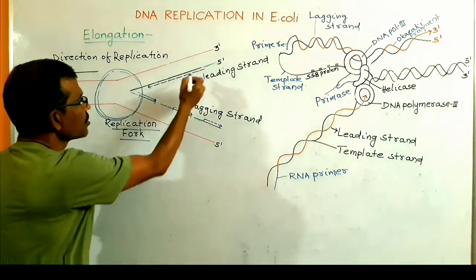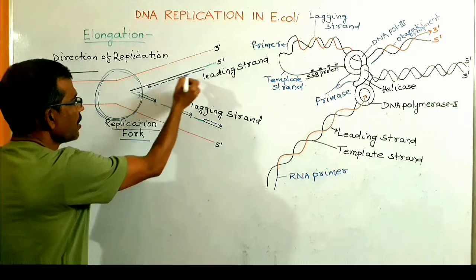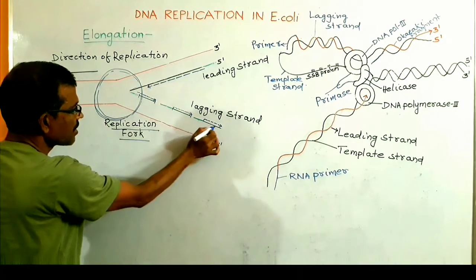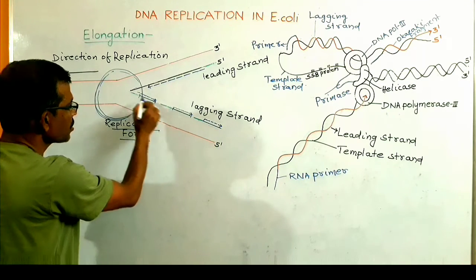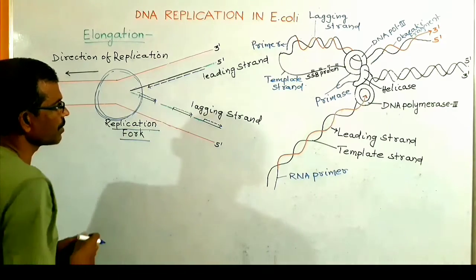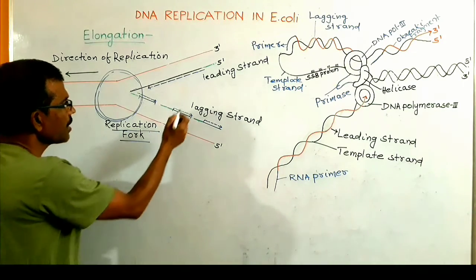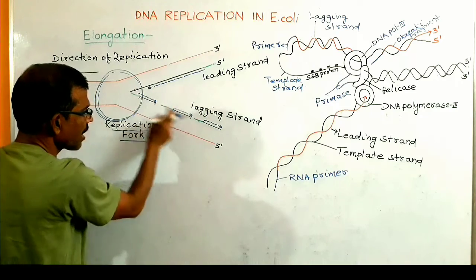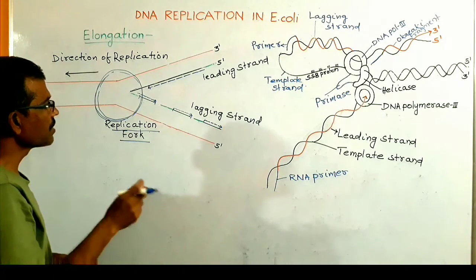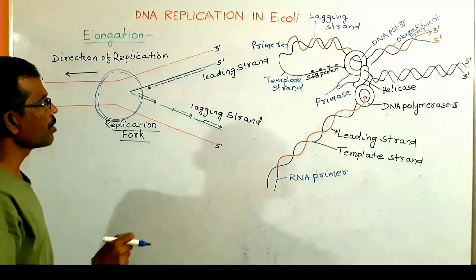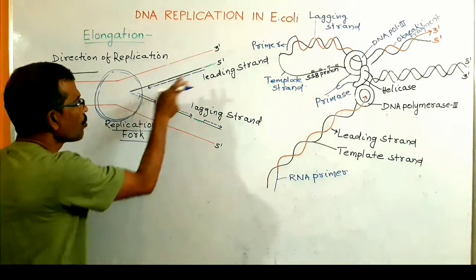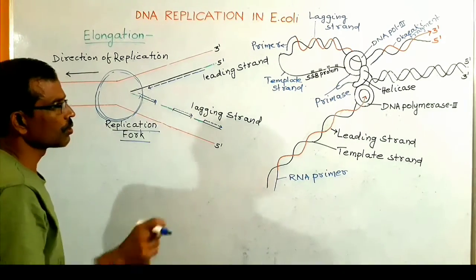So one strand is known as leading strand. Leading strand is synthesized continuously, and the other strand is lagging strand. Synthesis of lagging strand occurs discontinuously in the form of Okazaki fragments. So during the synthesis of leading strand and lagging strand, direction is a problem, because how can a single dimer of DNA polymerase 3 catalyze synthesis in two opposing directions? We will look into that.